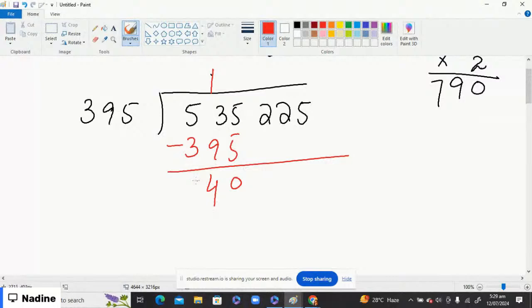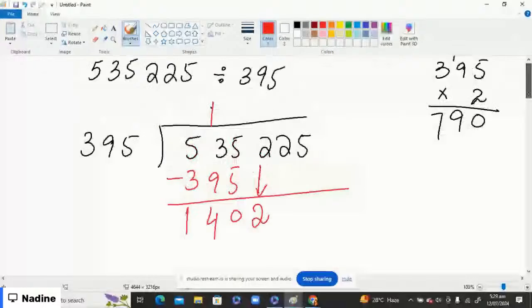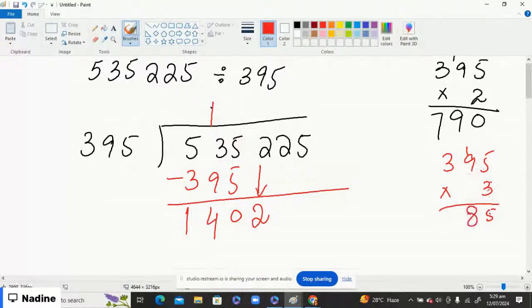So 395 times which number? 2 times is 790. Let's check for 3 times. 5 times 3 is 15. 1 is carry. 3 times 9 is 27, plus 1 is 28. 3 times 3 is 9, plus 2 is 11. 1185. So we are going to put, okay, one side it's 1355. Let's check.